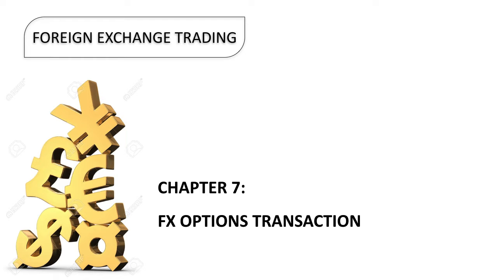Hello and welcome. Today we will study Chapter 7, FX Option Transaction, the last chapter of the Foreign Exchange Trading course. In previous chapters, we have studied several instruments, such as spots, forwards, swaps, and futures. They all share one common trait: irrevocability. That is, once the contract is signed, all parties have an obligation to fulfill it.